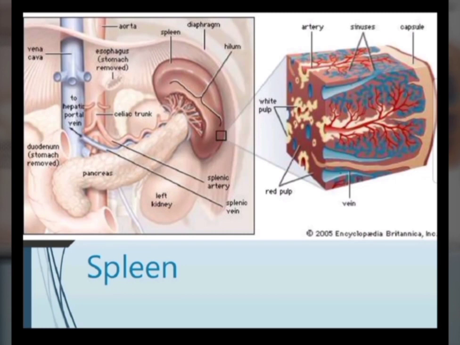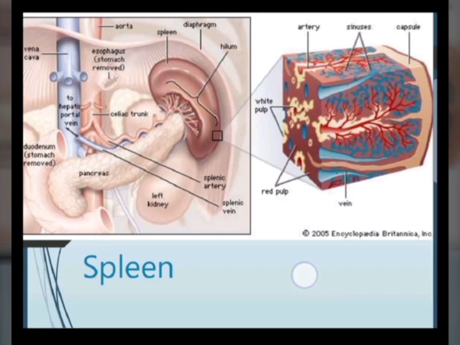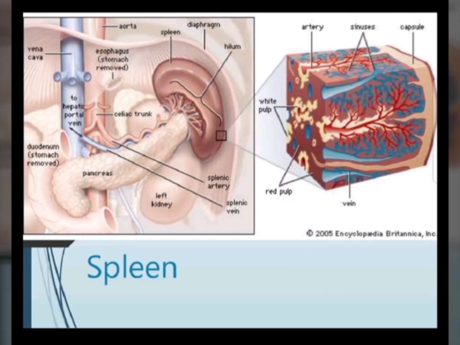As regards the structure, the spleen is covered by a thick connective tissue capsule which is made up of collagen fibers, reticular fibers, and some smooth muscles also, because the spleen has the capability of contraction. One of the functions of the spleen is that it is the storehouse for the blood, and when need arises the spleen contracts to pour its blood into the circulation.